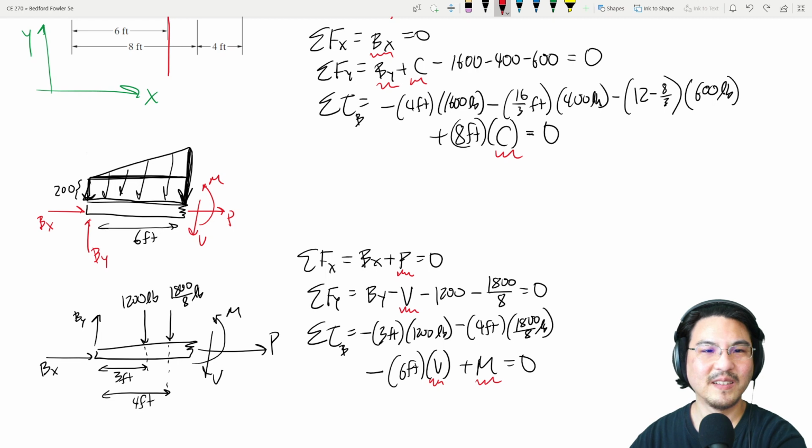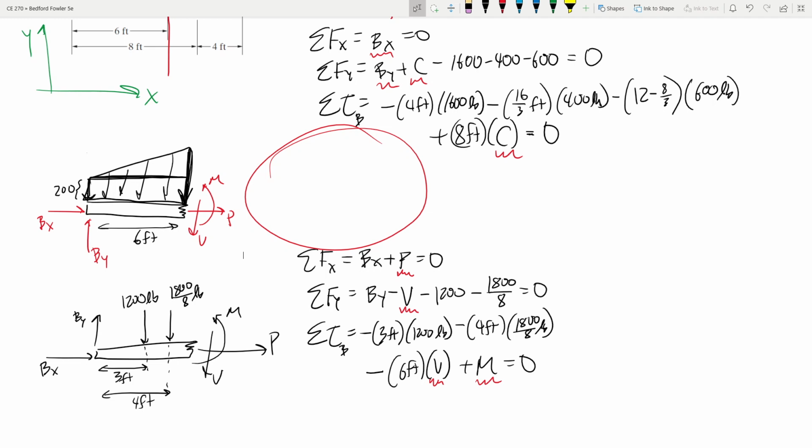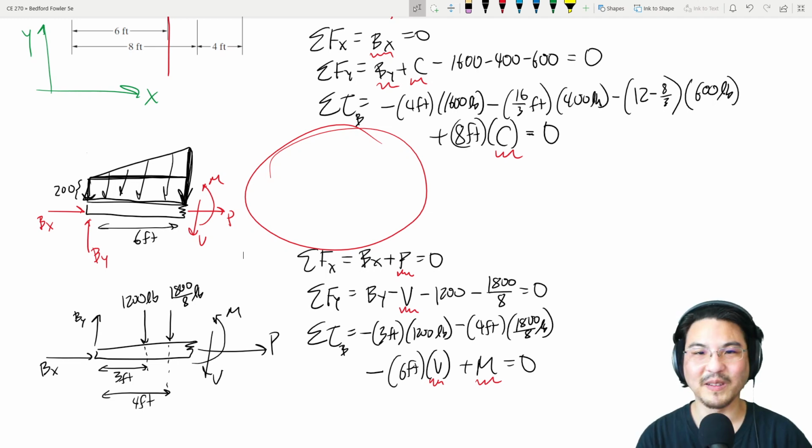Okay, and then again, you could have also analyzed the other section, and then you would get the exact same answer.